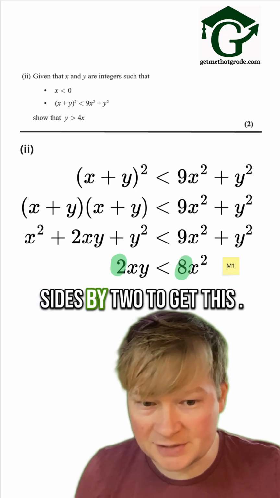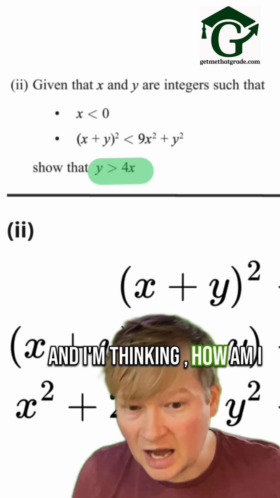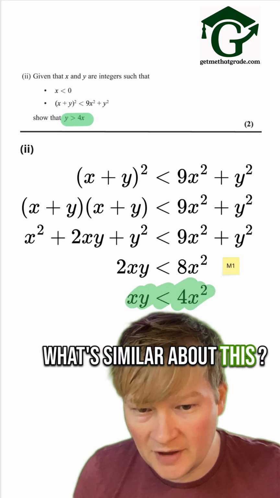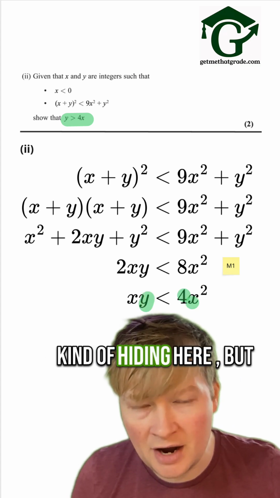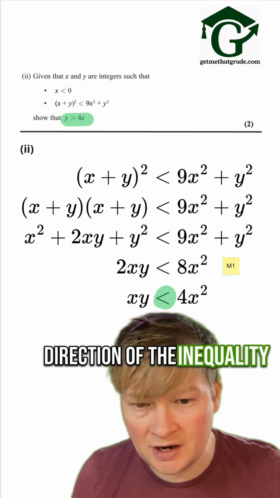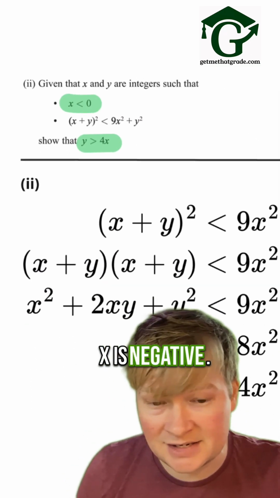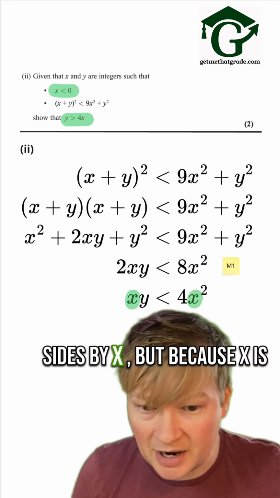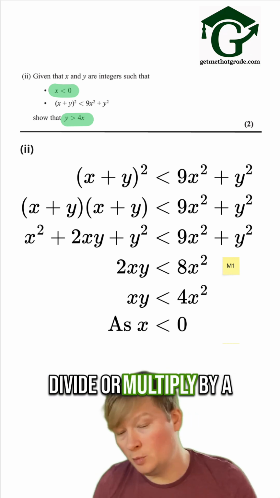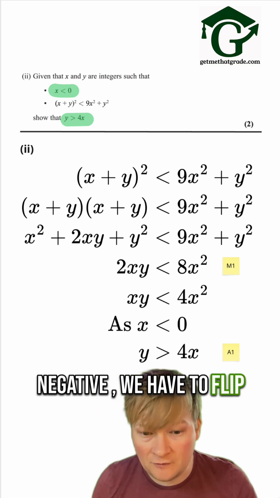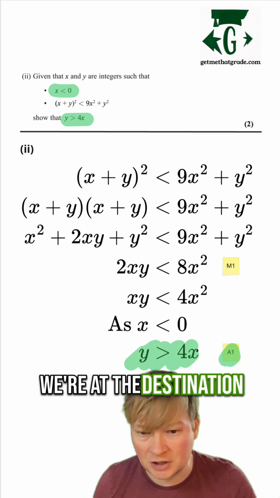Next, we can divide both sides by 2 to get this. And now I'm looking at the goal and I'm thinking, how am I going to get there? What's similar about this? What's different about this? Well, I'm noticing that we've got a y and a 4x kind of hiding here, but what is different is the direction of the inequality sign. What information haven't I used? I haven't used this yet, that x is negative. So I'm going to divide both sides by x, but because x is negative, we must remember whenever we divide or multiply by a negative, we have to flip around the inequality sign. So it's going to flip around the other way, and there we are. We're at the destination for our final mark.